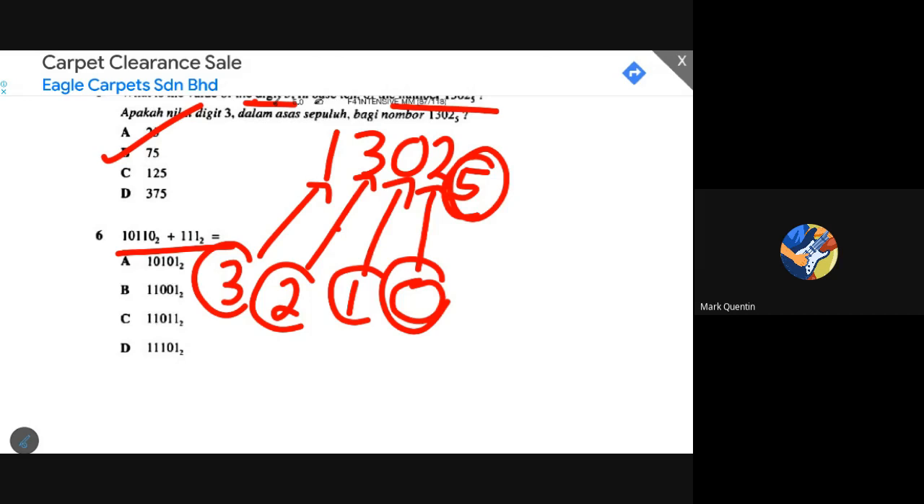Afika, kamu dapat jawapan berlainan ke? A, D. Oh, ada banyak. Sama-sama? D, D. Okay, I think D win. Majority menang. D is the answer. Okay, so how to do?